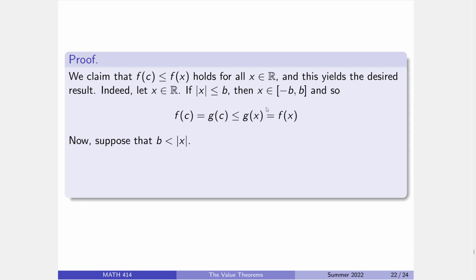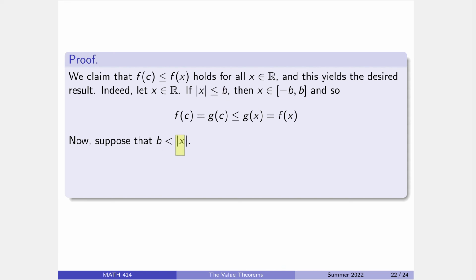So let x be a real number. If x is less than b in absolute value, that means x lives in the interval negative b to b. f of c is equal to g of c, because again, g was just f, but restricted to the domain negative b to b. g of c is constructed so that it's always less than or equal to g of x. The extreme value theorem guaranteed this. And here we've got f of c is less than or equal to f of x. And I should have had a pause there, but I did not. So that takes care of the case if x is less than or equal to b in absolute value.